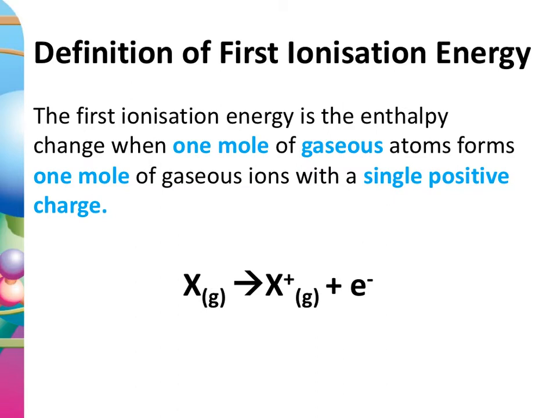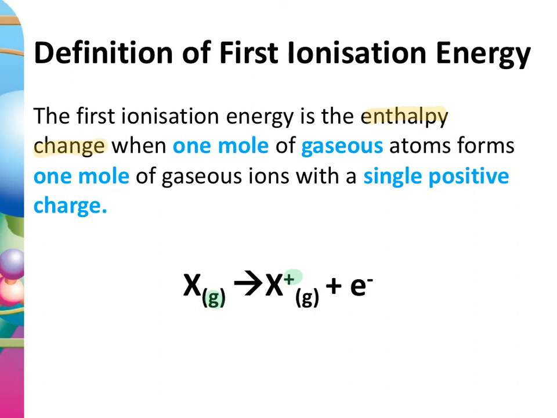So the first ionization energy. What have we got? Anything interesting here? Well, we've got this term enthalpy change. Enthalpy is a word you'll hear a lot more in A-level chemistry, but you can just think of this as being an energy change. We'll talk about enthalpy when we do energetics, but you can think of this as the energy change when 1 mole of gaseous atoms form 1 mole of gaseous ions with a single positive charge. There's our single positive charge, and of course to keep the equation balanced, we have the electrons there.